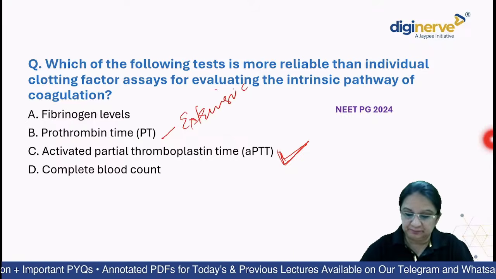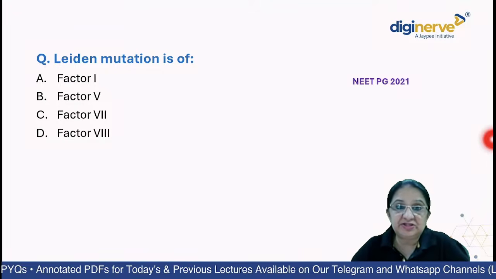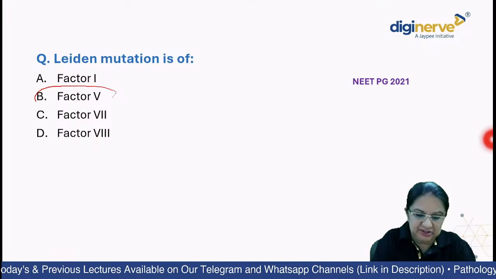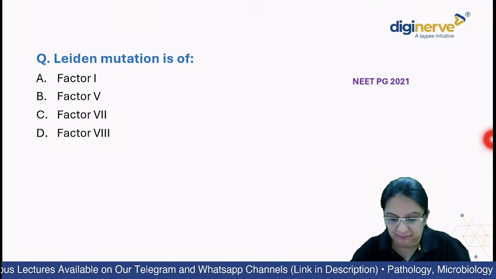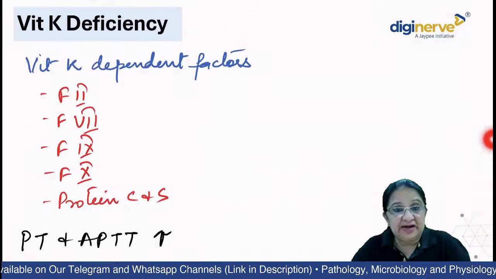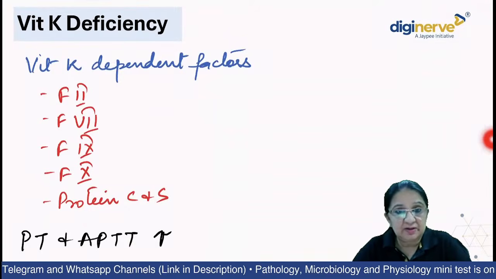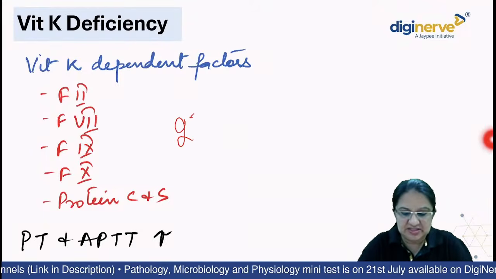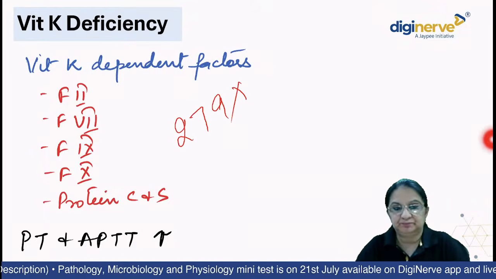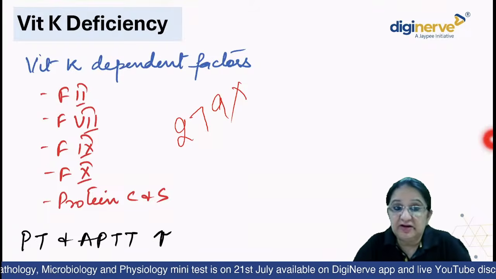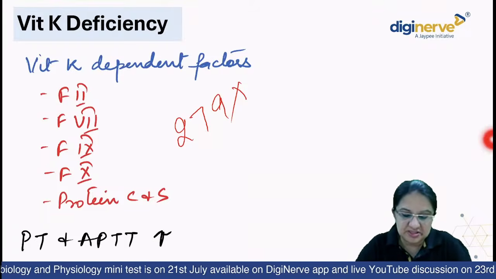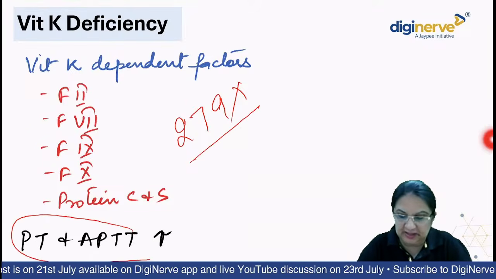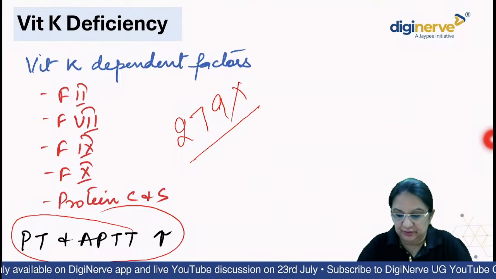All right. Please remember, factor 5 Leiden mutation is a thrombophilic mutation. Now, what are the vitamin K dependent factors? Factors 2, 7, 9, 10. Just remember 2, 7, 9, 10. And because these factors are present in both intrinsic and extrinsic pathways, both PT and APTT would be prolonged, right?